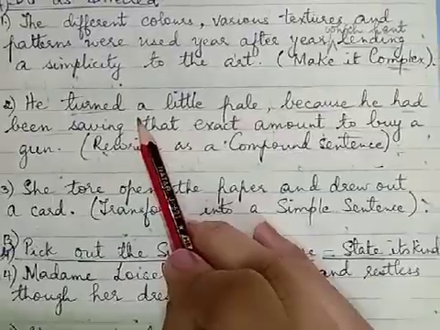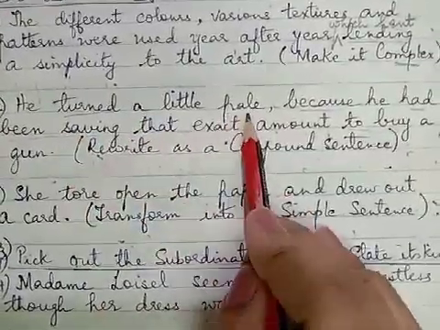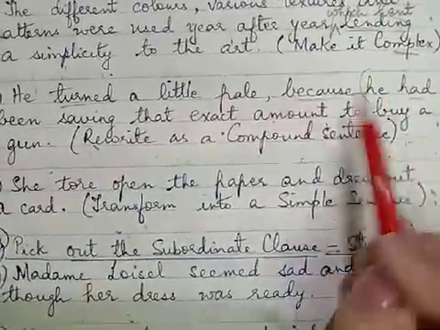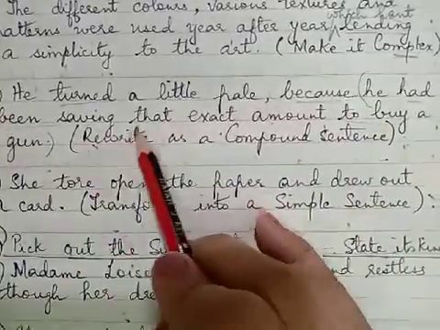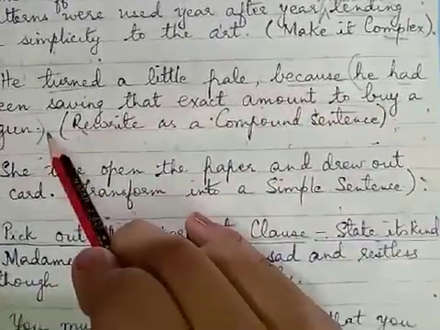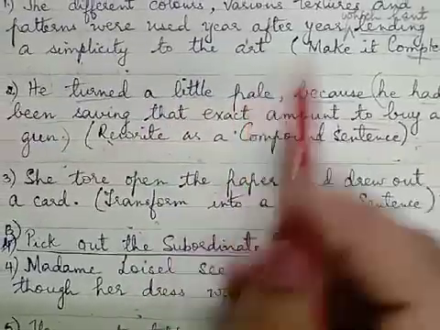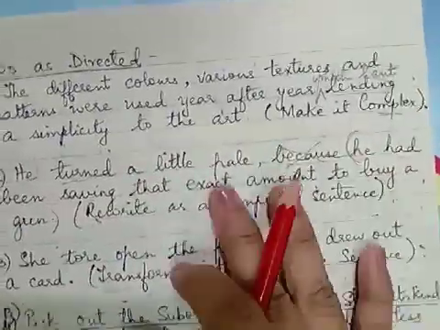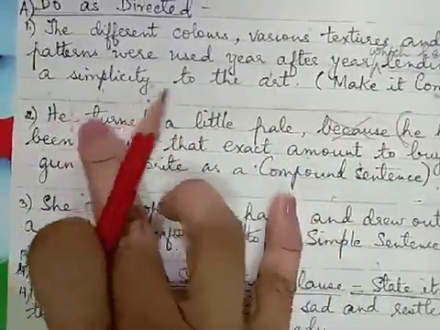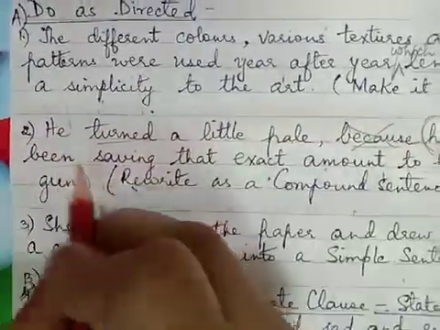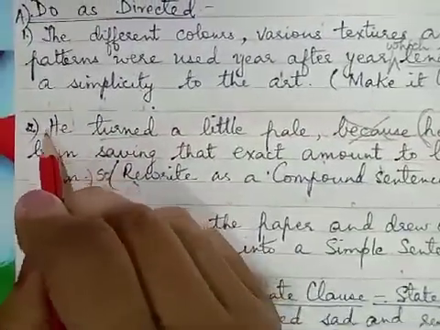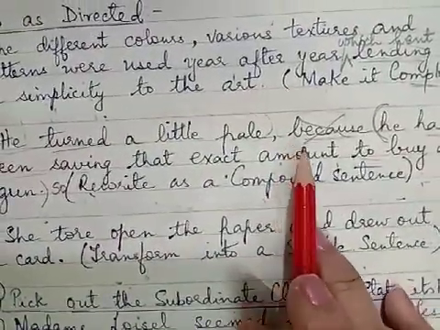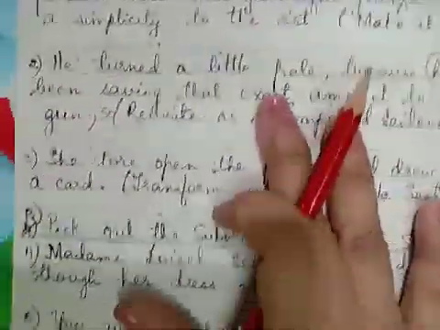So the same sentence I can write as, he turned a little pale because he had been saving that exact amount to buy a gun. If I say this as the first part, he had been saving that exact amount to buy a gun, so he turned a little pale. So we remove this conjunction. We begin the sentence with the second part. He had been saving that exact amount to buy a gun, so he turned a little pale. So when I put the conjunction so after this and then I write this first part of the sentence, it becomes a compound sentence because so by itself is a coordinating conjunction.